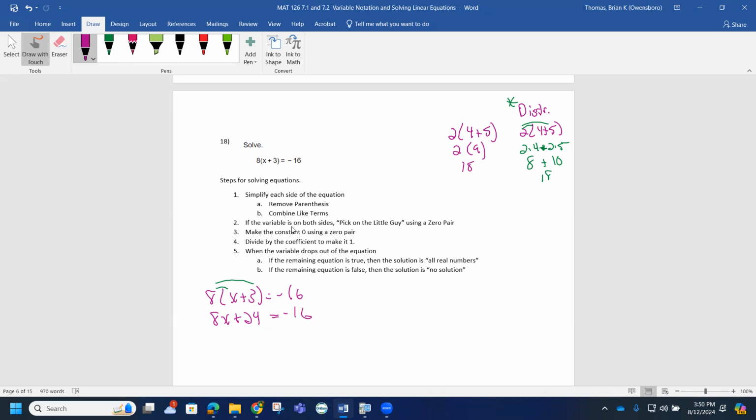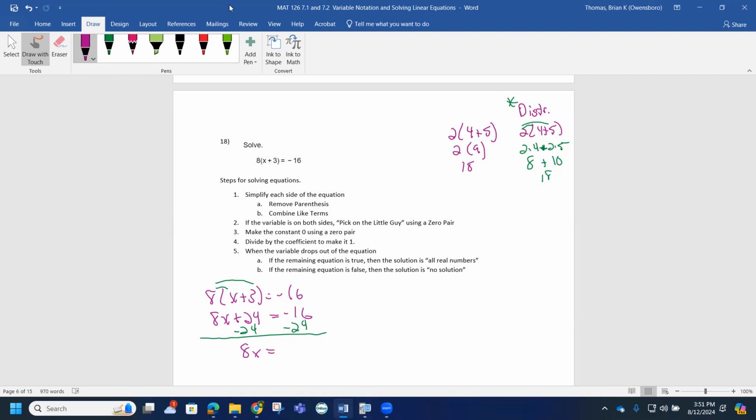So this is now simplified. Notice that the variable is not on both sides. It's just here by itself. So what I can do is, I could just go backwards and start solving the problem. Or again, I can just use the property of equality. I'm more used to using the property of equality. So I'm going to get rid of this constant of 24 by using its opposite. So I'm going to add a negative 24 to both sides of the equation. And that's going to give me this 8x left over here. And then I have negative 16 plus a negative 24, or negative 16 minus 24.